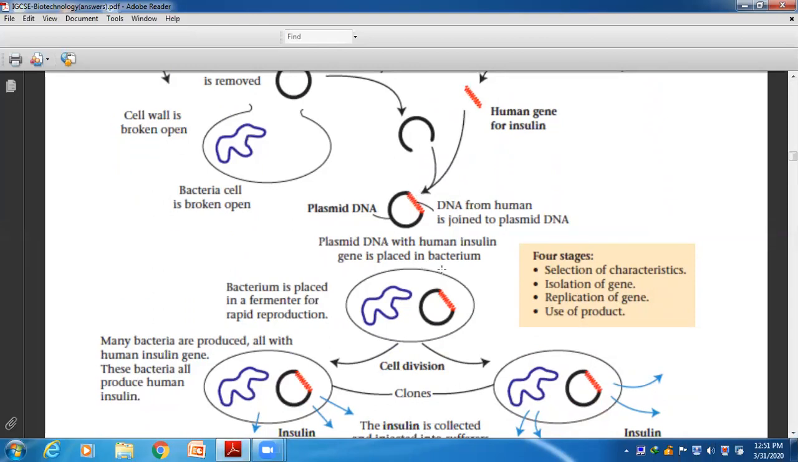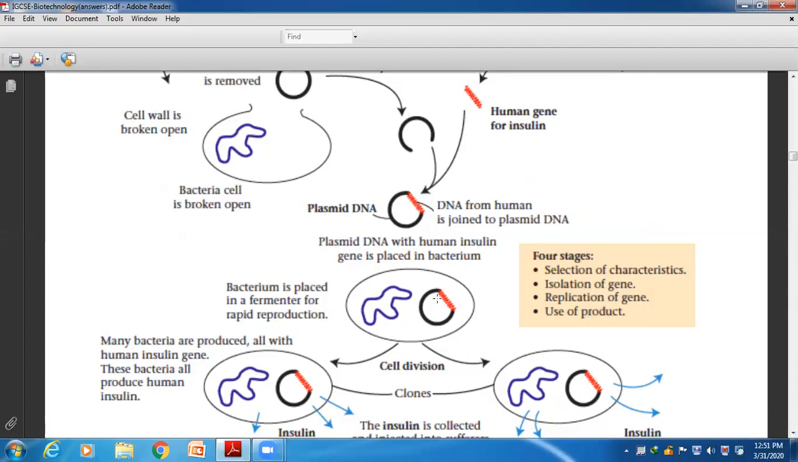So plasmid DNA with human gene is placed. Now this DNA that I make by inserting my gene of interest into a plasmid is called recombinant DNA. This is now artificial DNA. So this artificial DNA, then I will insert into bacteria.